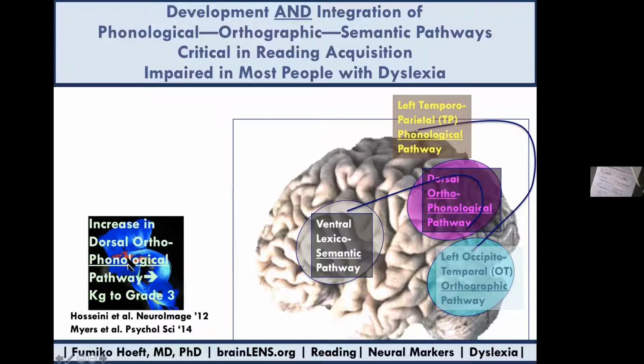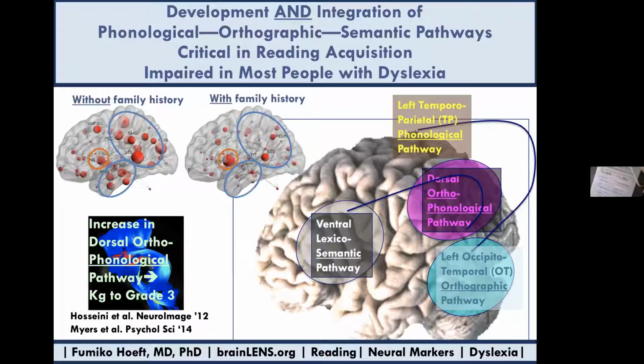And this is just notes that for most people who aren't having difficulty with language at all, there's a huge increase in the dorsal orthophonological pathway between kindergarten and grade 3. But as we know, we can find kids at risk before kindergarten. And if we start working with them, then hopefully they will be developing this, and these pathways will also be increasing for them rather than waiting to grade 3 and finding out that it didn't happen. Not that you can't start working on it then, but it's a lot easier if you don't wait that long.